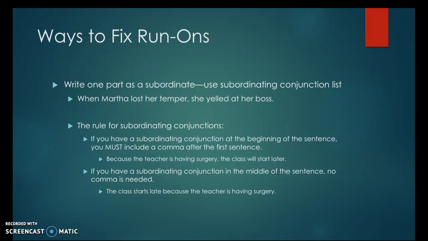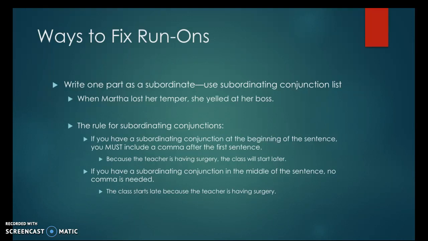And what happens with a subordinating conjunction is that the first part of the sentence becomes a fragment or dependent. So "when Martha lost her temper" can no longer stand on its own. And so we need to add something to that. And so that's why the comma exists there. So the rule for using subordinating conjunctions: if you have a subordinating conjunction at the beginning of a sentence, you must include a comma after that first part.